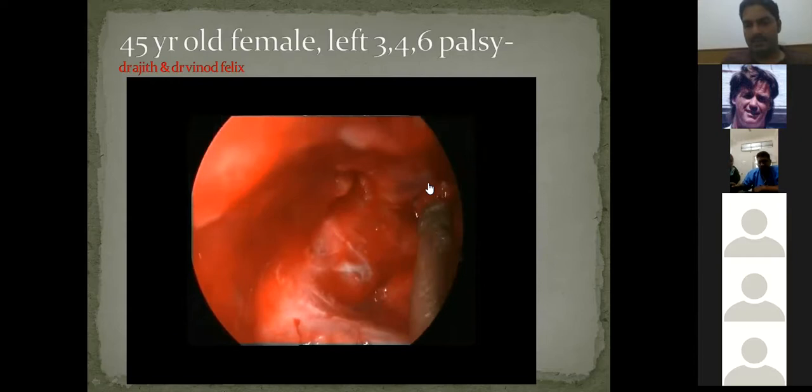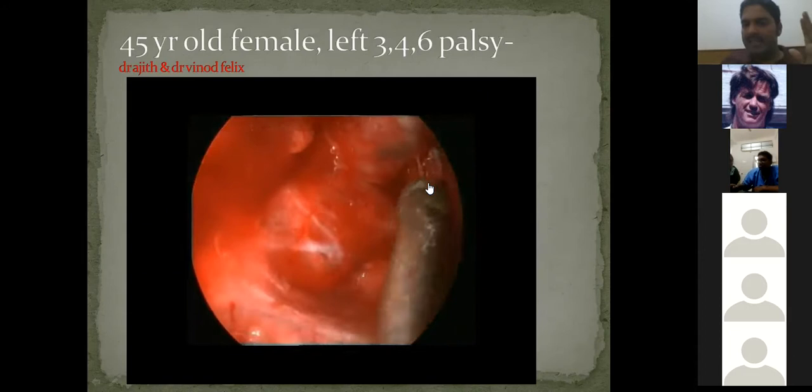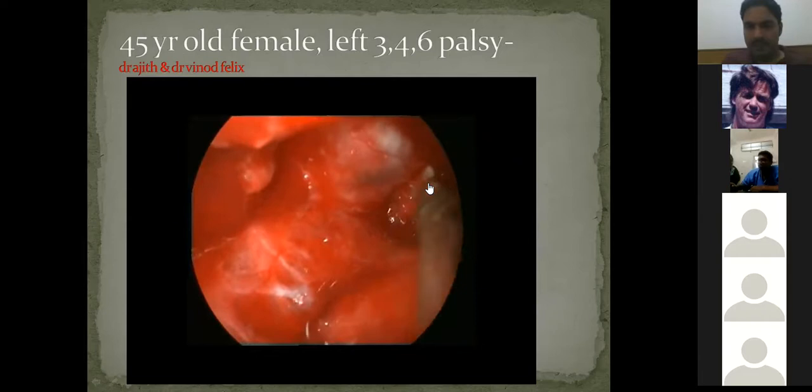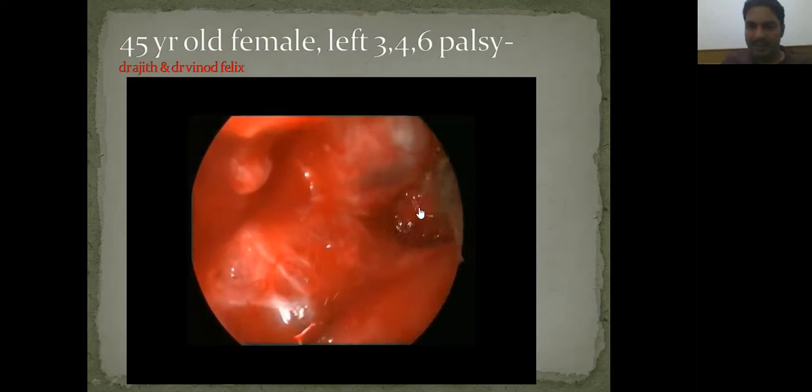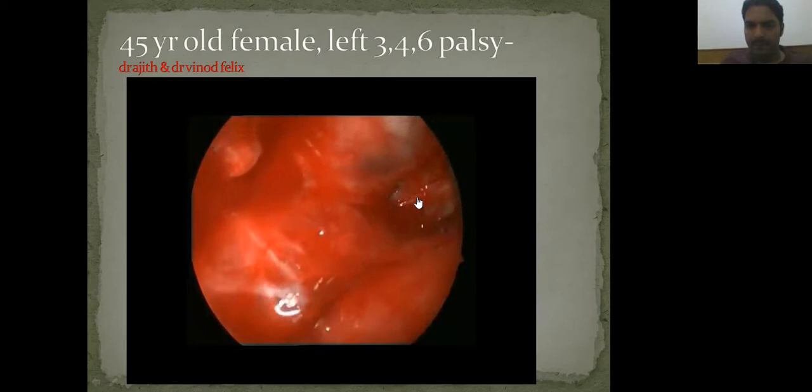You won't be seeing the third nerve bare there, but you could see the third nerve underneath the dura. That probably is the interclinoid ligament, and you are seeing the third nerve there. That's the third nerve seen underneath the dura. So superior compartment, posterior compartment has been completely cleared.